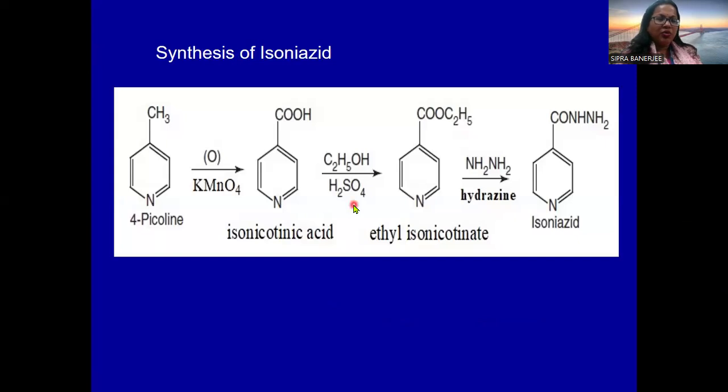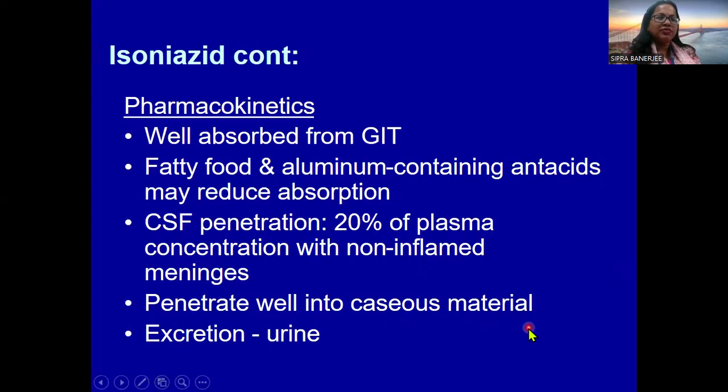Firstly, picoline, that is methyl pyridine, is oxidized in the presence of KMnO4 to form isonicotinic acid. Again, in the presence of ethanol and sulfuric acid, ethyl isonicotinate is formed, and with hydrazine, NH2NH2, isoniazid is formed. Next, we are going to the isoniazid pharmacokinetics.